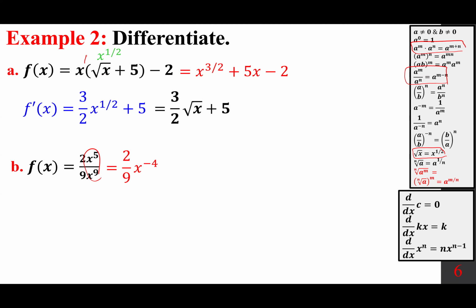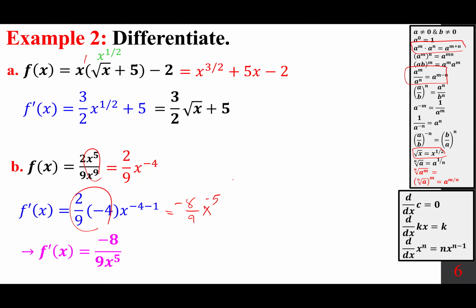And now, to differentiate, 2 over 9 remains times negative 4 x to the power of negative 4 minus 1. As you can see, this is minus 8 over 9, right? X to the power of minus 5 goes down and it becomes x to the power of 5.